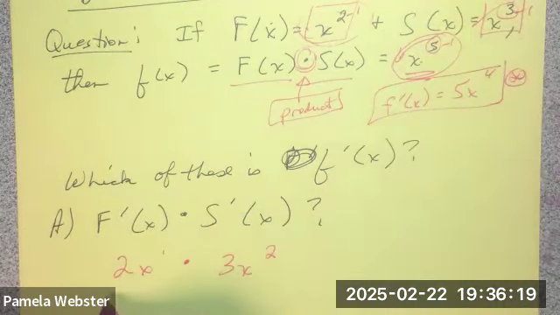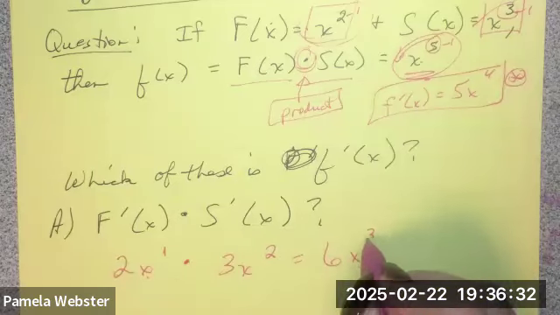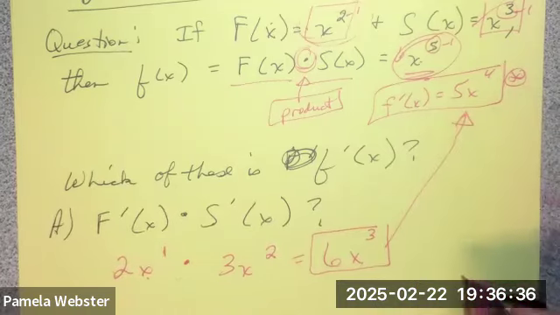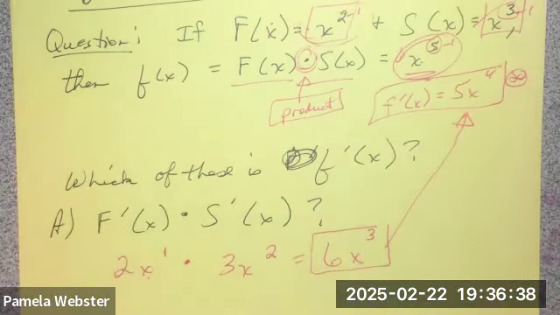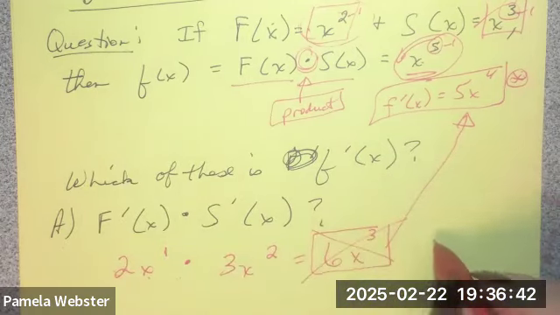Okay, most people at this point probably know, oh, that's not going to work for me because when I multiply, what do I have? 2 times 3 is 6, and x to the first times x to the second is only x to the third. Okay, is that what we should be getting? No, Dr. Webster, that's not it. Okay. So what we're trying to say is don't do that.